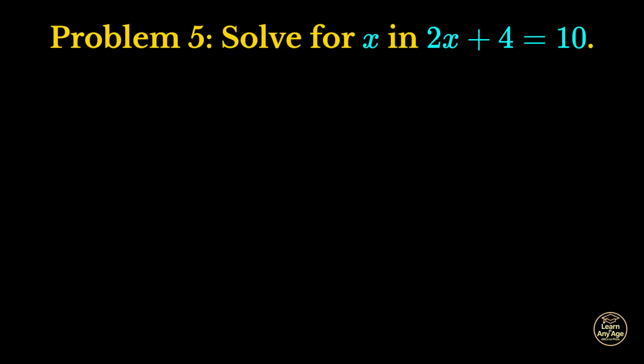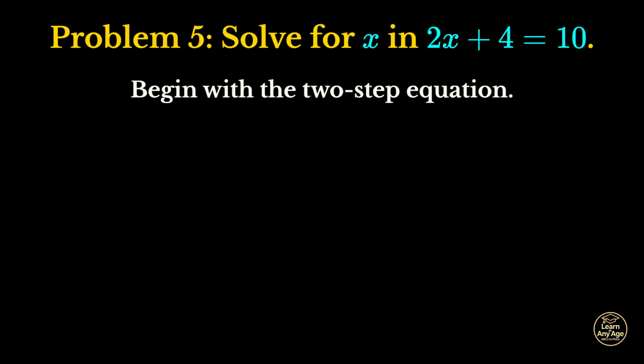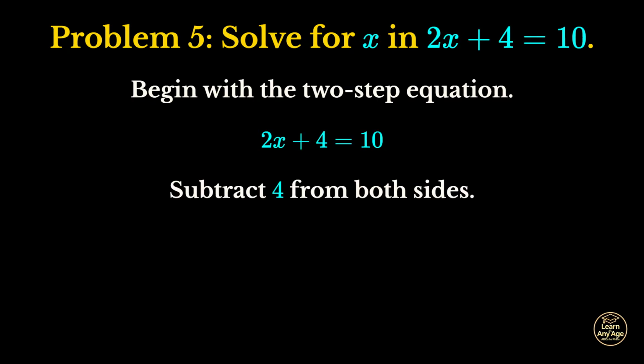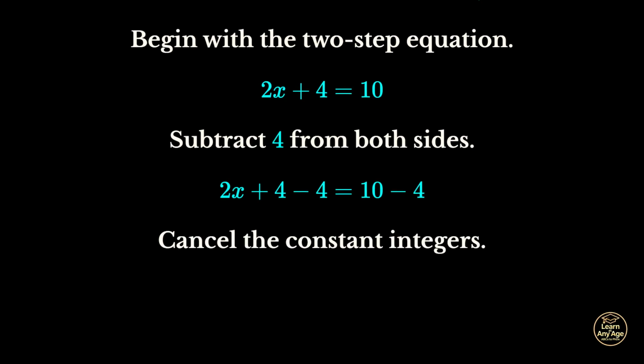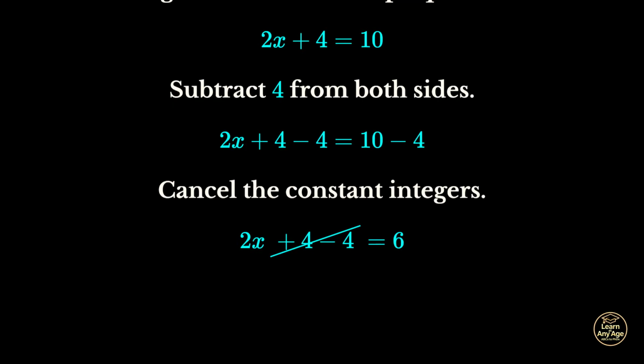Problem 5, solve for x: 2x plus 4 equals 10. Begin with the two-step equation. 2x plus 4 equals 10. Subtract 4 from both sides. 2x plus 4 minus 4 equals 10 minus 4. Cancel the constant integers. 2x plus 4 minus 4 cancelled out equals 6.